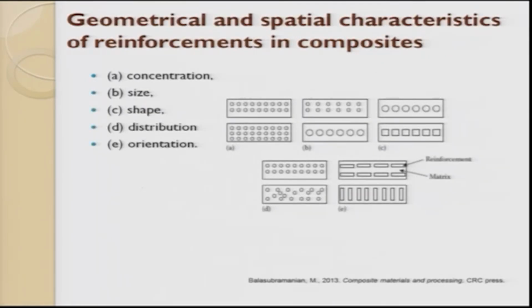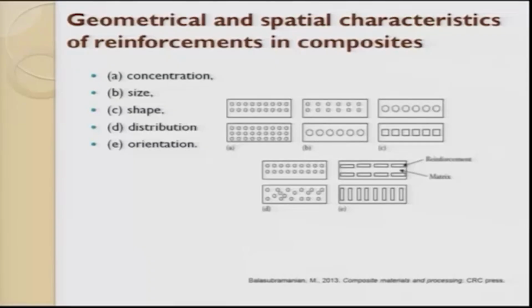If you look into the geometrical and spatial characteristics of reinforcement in a composite, the concentration, size, shape, distribution and orientation play a very important role in deciding the property of a composite. Figure A shows two different concentrations. Concentration here means the amount of reinforcement present in a composite. To a large extent, it is called the volume fraction. You can see that as the volume fraction increases in the bottom figure of A, the properties change.